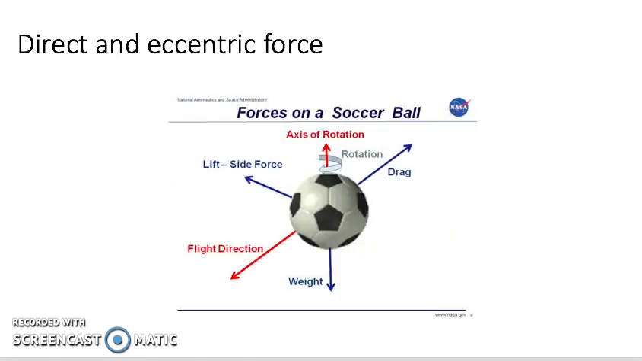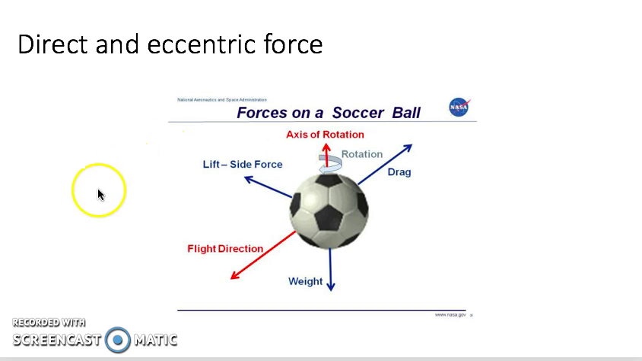So, eccentric and direct force. Eccentric force is when a force is applied outside the centre of mass and is therefore applied away from the axis of rotation. This results in the ball rotating via angular motion. An example of this is in table tennis if a player puts spin on the ball, topspin or backspin.